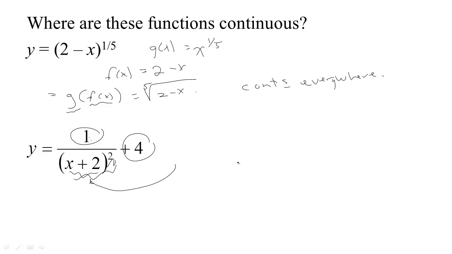In this case, we would have trouble if x plus 2 was equal to 0. That would mean if x was negative 2. Our function's not defined at negative 2, so this is continuous except at x equal negative 2.